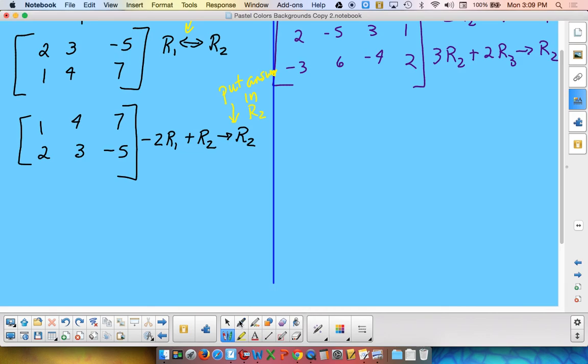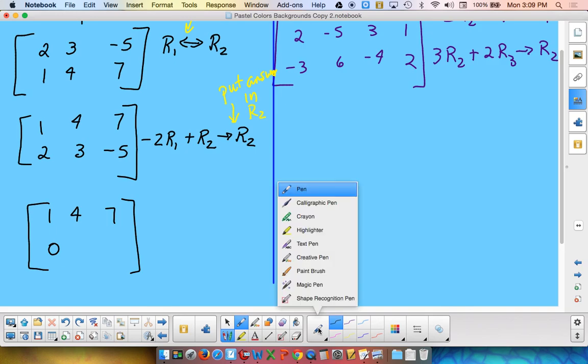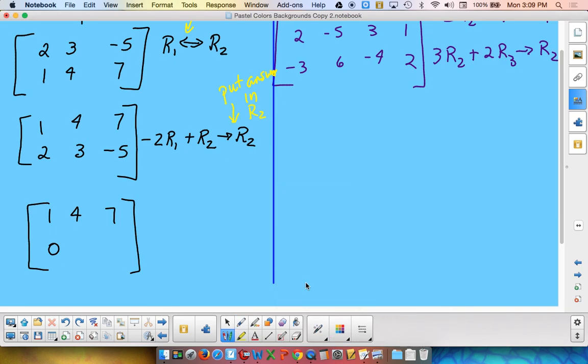Well, since it said I should write the answer in row 2, what does that mean I'm doing to row 1? Nothing. I'm leaving row 1 alone. It's not telling me to change row 1. I let row 1 sit. So we just figured out -2 times row 1 plus row 2 would give me a 0. Now, you're going to do that every single time.